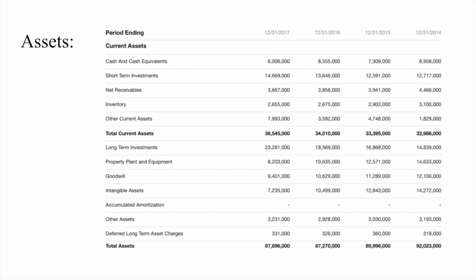So the goodwill is all of those things that can't be materialized, but there's value in having a very respected company. Intangible assets are ideas.